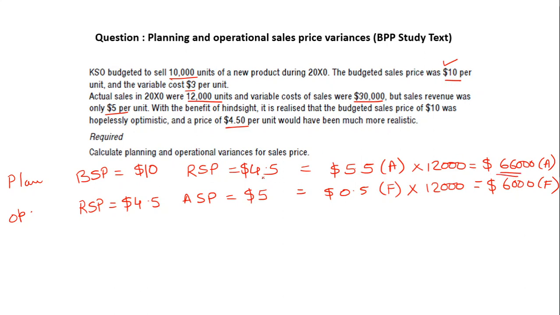But instead of selling it at 4.5, now you sold it at $5, and this is something you are responsible for. This goes to your credit that you were able to sell it for half a dollar more. And again, you sold 12,000 units, so 12,000 units into $0.5, you get $6,000 favorable. And this is how you calculate your selling price variance and split it between planning and operational variances.